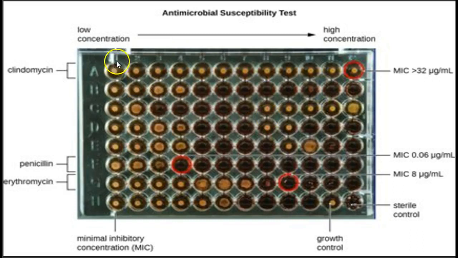antimicrobial diluted at various levels. So this is low concentration of the antimicrobial. This is high concentration of the antimicrobial. You can see here clindamycin, there is growth in every single well, which means that the minimum inhibitory concentration is greater than the dilution in this well, which is 32 micrograms per mil. So we're looking for wells where there's no growth, okay? And that shows us the lowest dilution that will kill all of the organisms, okay?